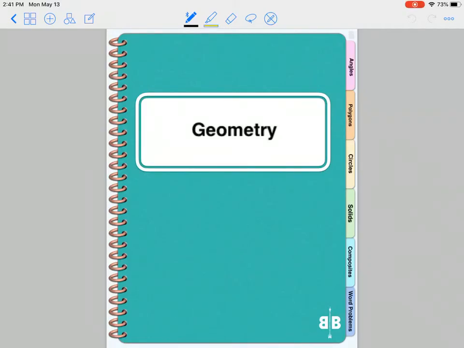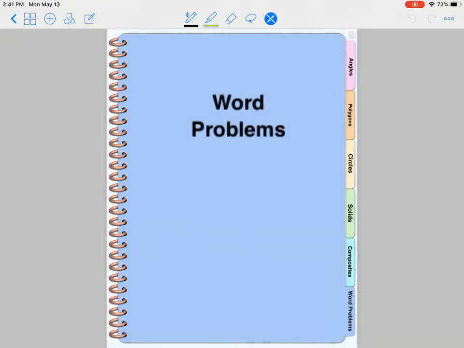Welcome back for the last module of geometry, and we are looking at our word problems for this course. I did not do many of these because they tend to be a little bit long, but let's take a look at these and see how well we can apply the skills that we've learned in this class.